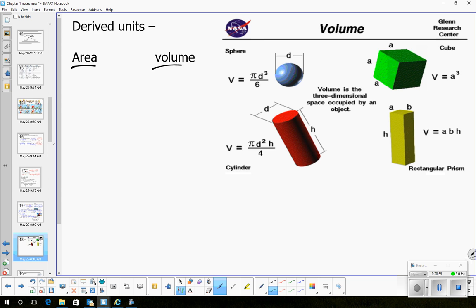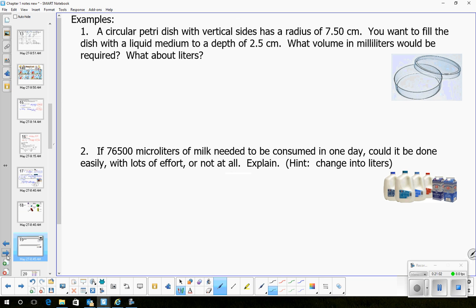So let's do some problems. If I have a circular petri dish with vertical sides, it has a radius of 7.5 centimeters. Now here I gave you radius instead of diameter after saying you're probably going to measure diameter in lab. Just go with me. So how would I find diameter from a radius? Times it by 2. Okay. So you want to fill it with a liquid medium to a depth of 2.5 centimeters. What volume in milliliters would be required? I don't want to waste chemical in lab, so I want to get about what I need to be able to pour it in there. So we're going to figure that out.